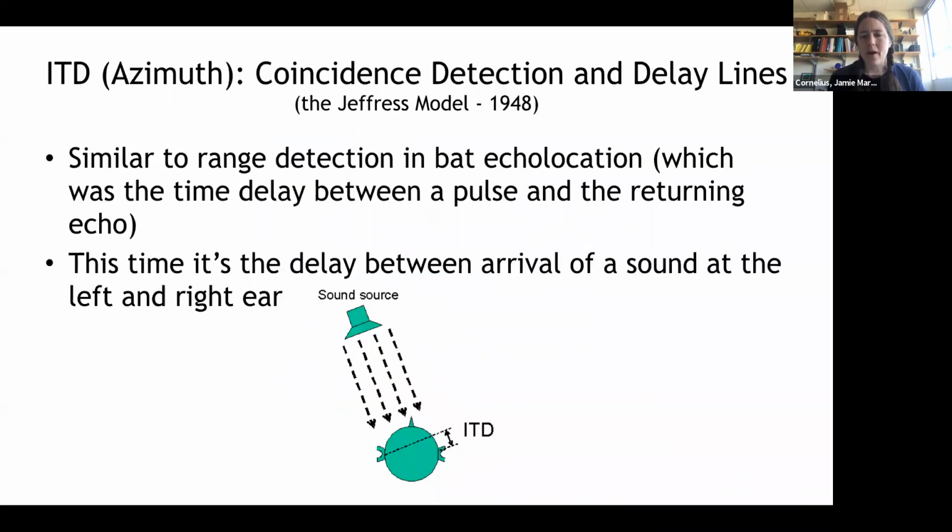So in thinking about interaural timing differences and azimuth, we're going to return again to this concept of coincidence detection and delay lines, just like in bat echolocation and detecting the range. But in this case, instead of comparing the time delay between giving a pulse and the returning echo, now you're comparing the timing delay between when a sound hits one ear compared to the other.